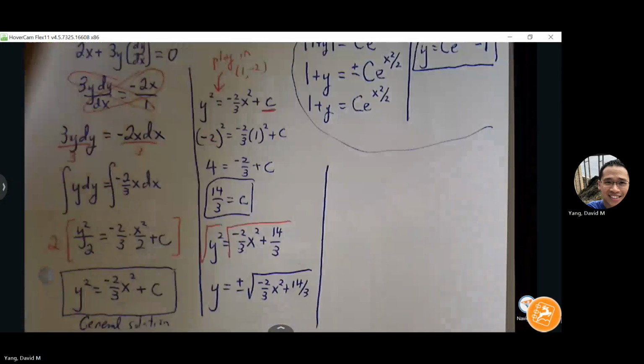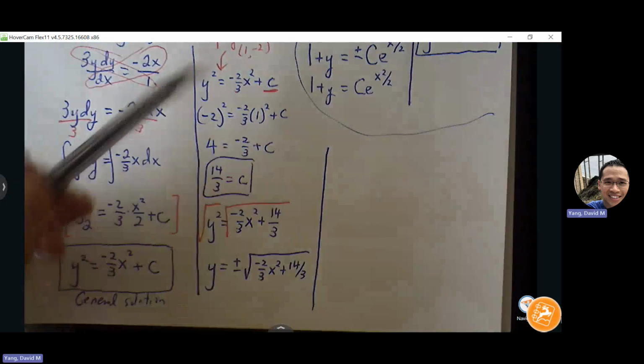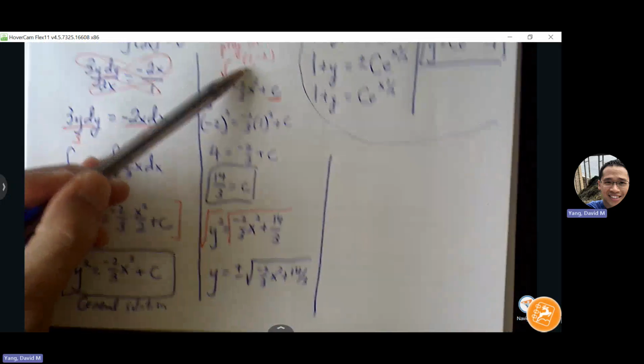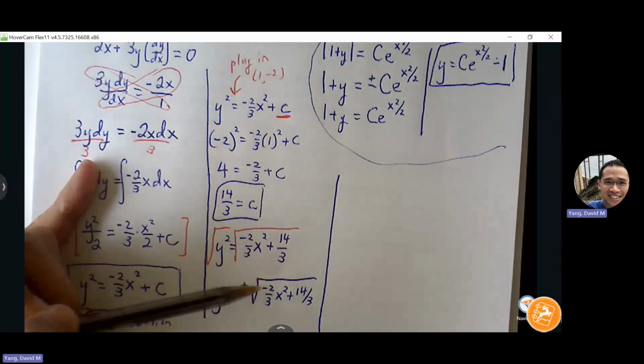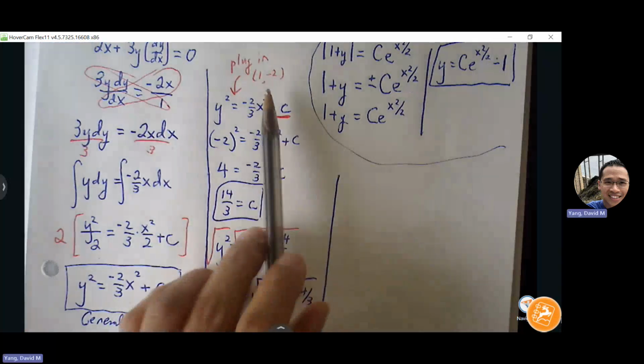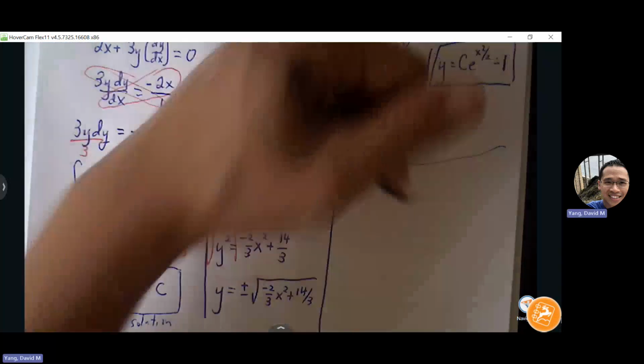So which function can store this ordered pair? If I plug in 1, what's the only function that can produce a -2 for me?